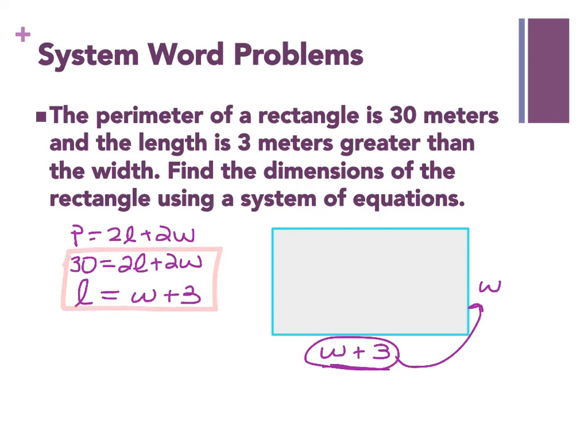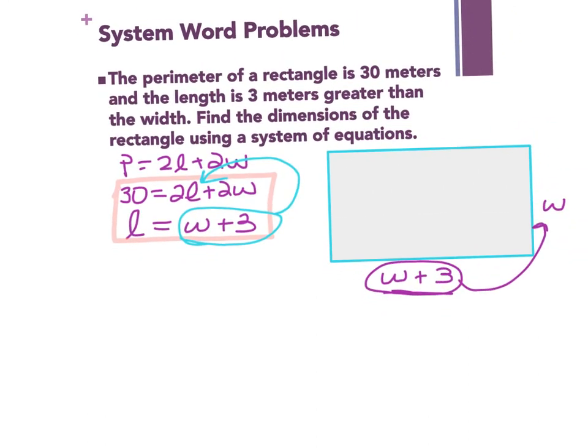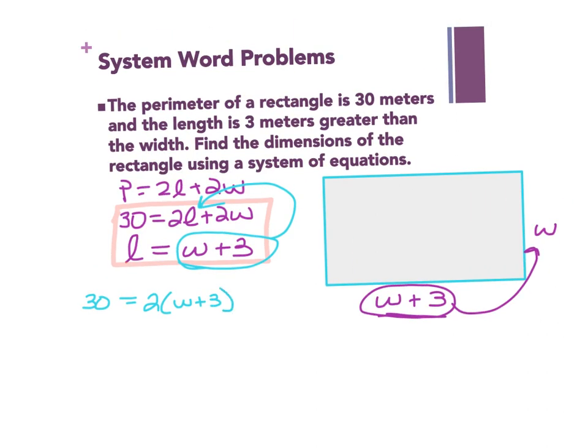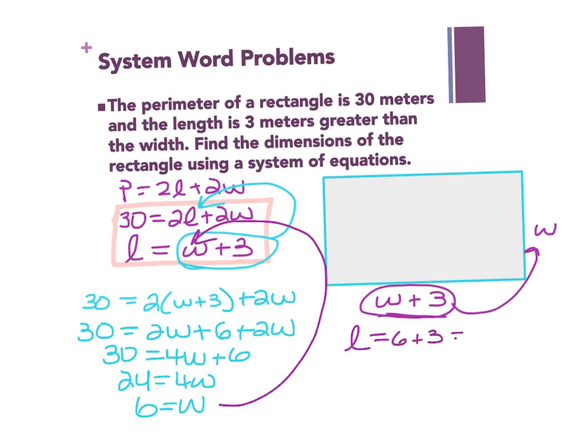And then the next step is where we just were. Take this and plug it in for the length. So from there, I would get that 30 equals 2 times W plus 3, plus 2W. Distribute the 2 to both the W and the 3. Subtract the 6 and divide by 4. So if the width is 6 and the length is the width plus 3, then the length would be 6 plus 3, which is 9.